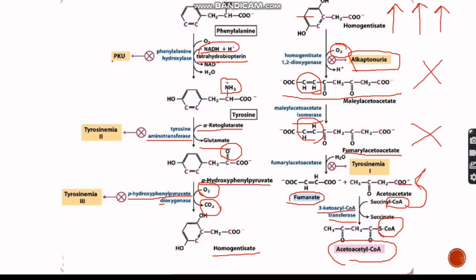Whereas in phenylketonuria, phenylalanine hydroxylase is not working properly. Therefore, phenylalanine will not be converted into tyrosine. So phenylalanine will be accumulated in the body. But in today's lecture we are going to cover only phenylketonuria. So we will be focusing on this step, the enzyme phenylalanine hydroxylase and its cofactor tetrahydrobiopterin.